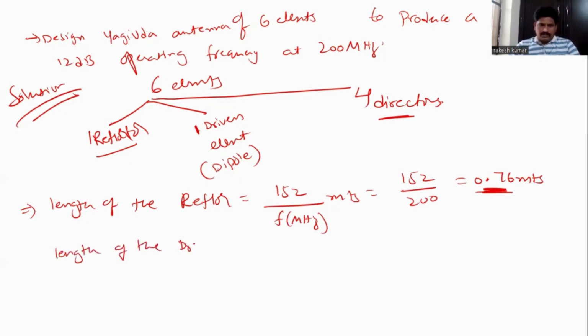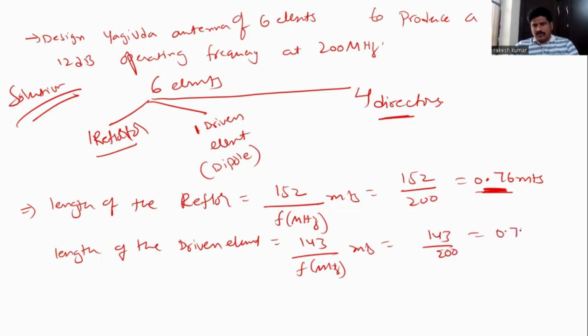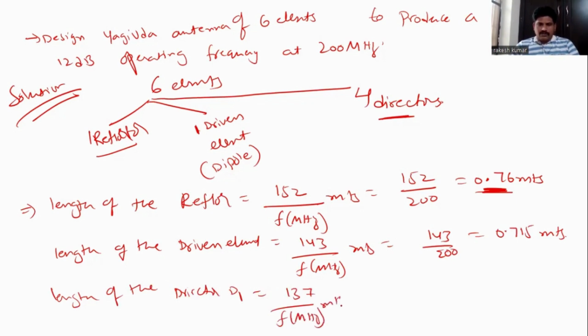Next is the length of the driven element. What is the formula? 143 by F in megahertz, in meters, that is 143 by 200, that is 0.715 meters. Next, the length of director D1 is equal to 137 by F in megahertz meters. So its value is 0.685 meters.